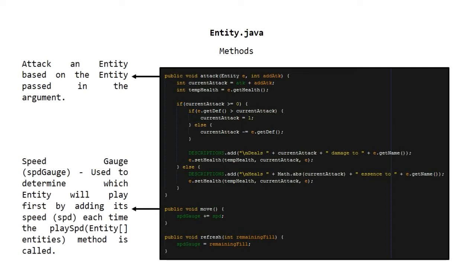It increases by adding its speed variable as its value. To increase, the program calls the move method. If the speed gauge is full, the entity can play. If the entity finishes playing, its speed gauge will return to 0 again.